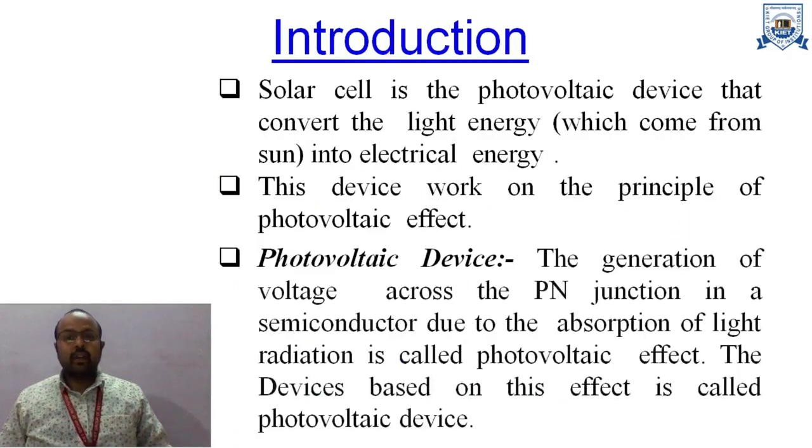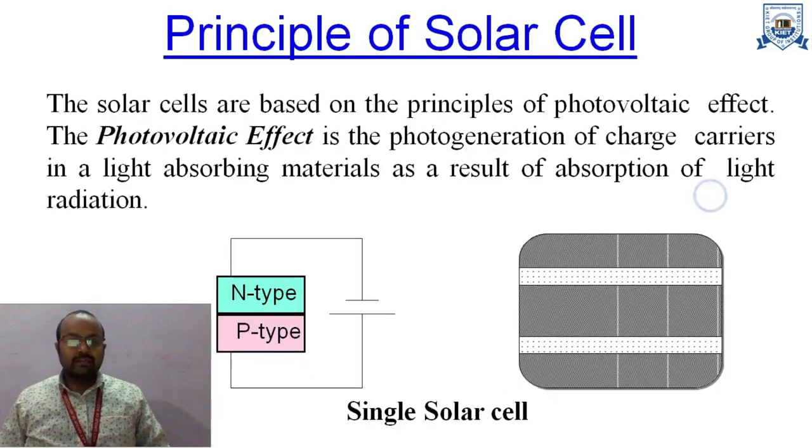So firstly, introduction. A solar cell is basically a photovoltaic device that converts light energy into electrical energy. The principle on which a solar cell works is called the photovoltaic effect, and the device is also known as a photovoltaic device. The generation of voltage across the PN junction in a semiconductor due to absorption of light radiation is called the photovoltaic effect, and on this principle the device is known as the photovoltaic device.